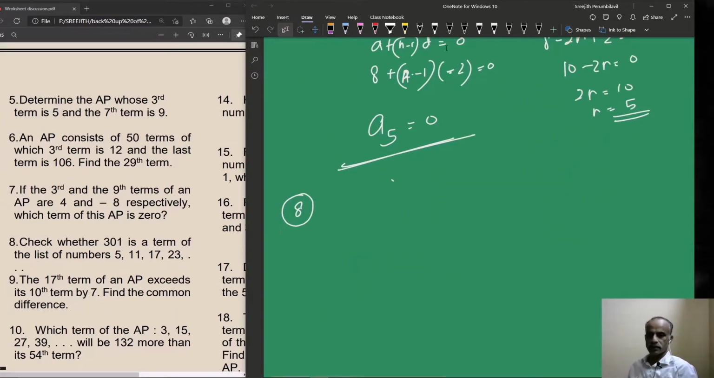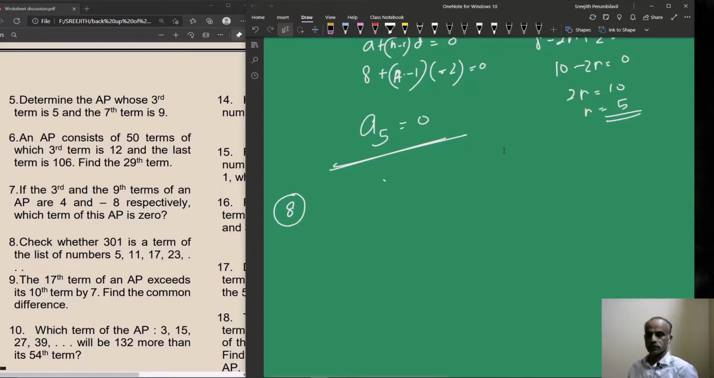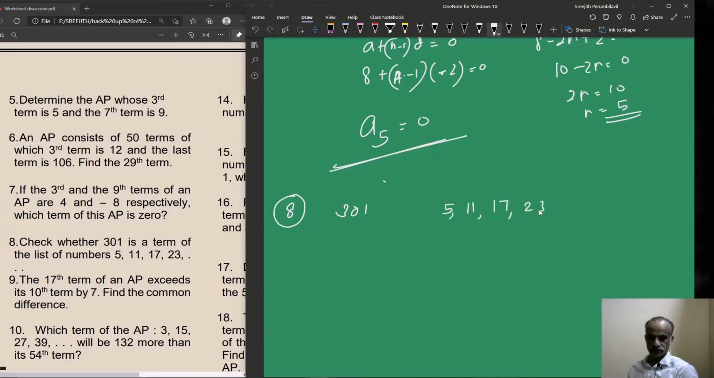Question number 8. What does it say? Check whether 301 is a term of the list of numbers 5, 11, 17, 23. Check whether 301 is a term in the list of numbers. They never mentioned it is an AP. It is not mentioned in the question that it is an AP.